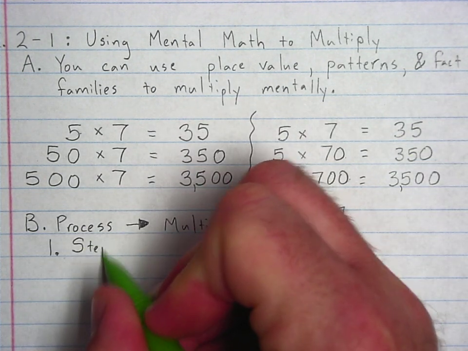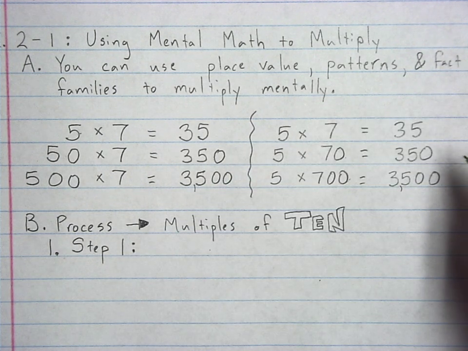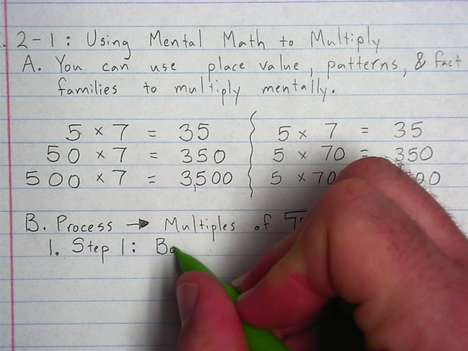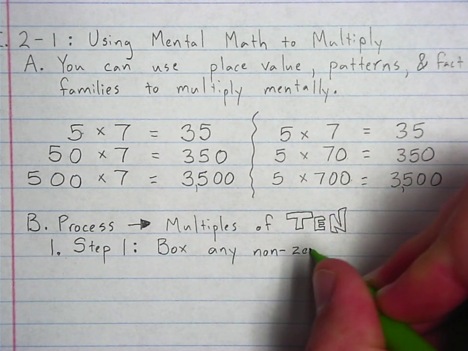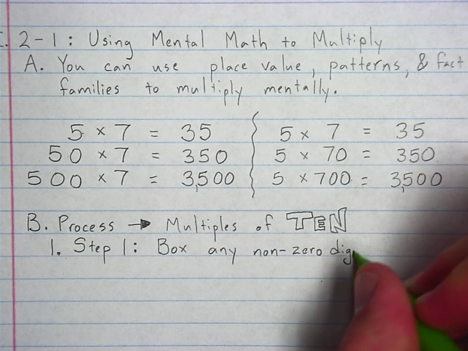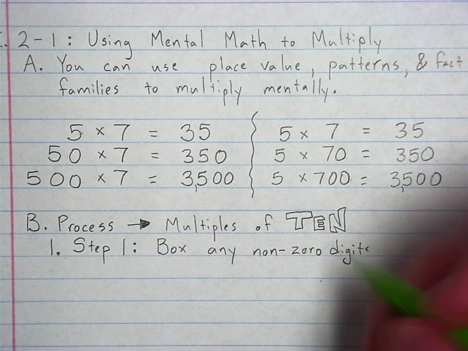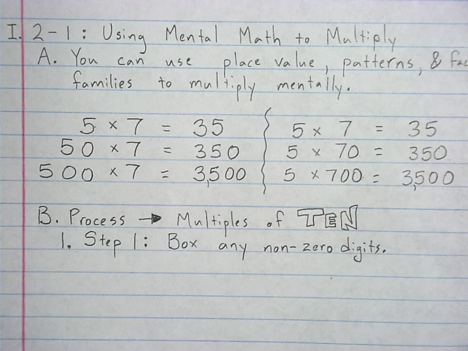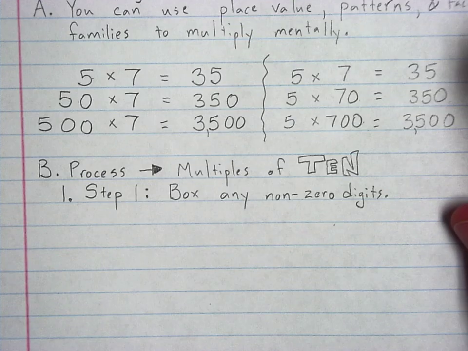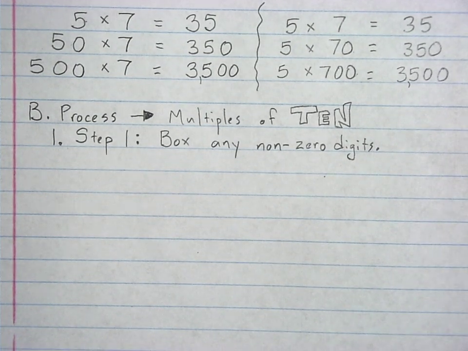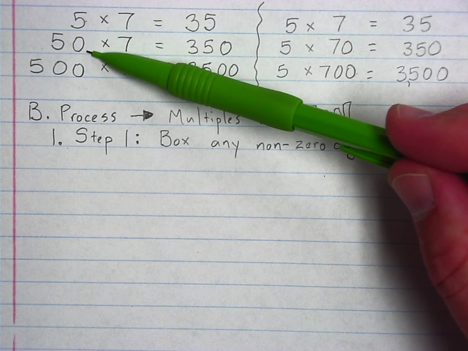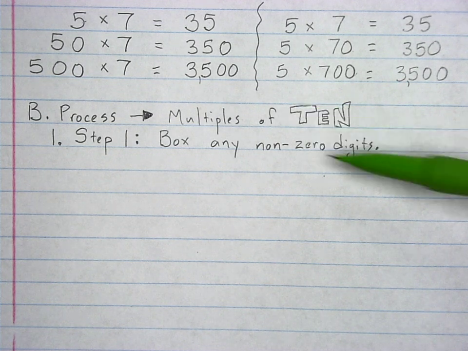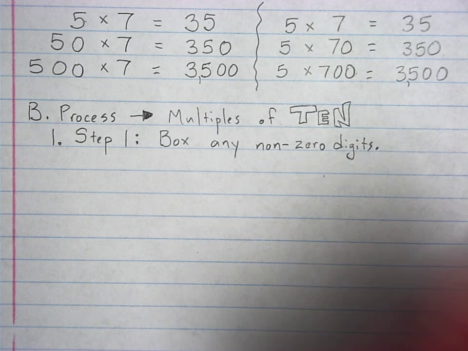Okay, step 1. You are going to box any non-zero digits. Now obviously this is just when we're working with powers of 10. Later when we get to numbers that don't really have a lot of zeros, this isn't going to help you anymore. But anytime you have something that ends with a 0, a multiple of 10, you're going to use this process.